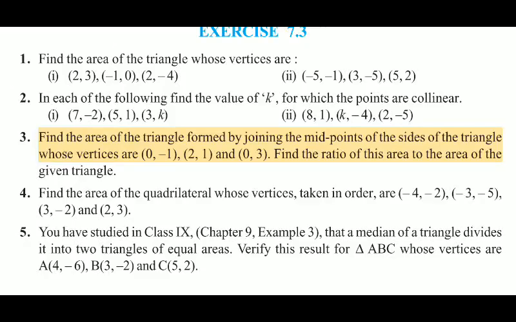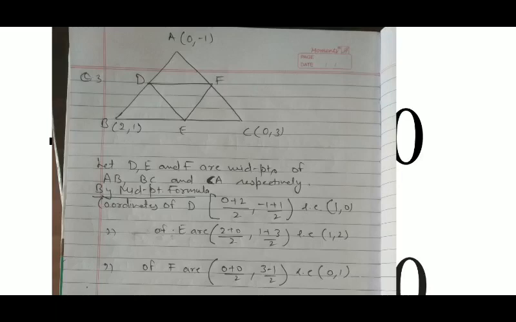See the third question. Find the area of the triangle formed by joining the midpoints of the sides of the triangle whose vertices are (0, -1), (2, 1) and (0, 3). Find the ratio of this area to the area of the given triangle. In the third question, ABC is a given triangle whose vertices are (0, -1), (2, 1) and (0, 3), and D is the midpoint of AB, E is the midpoint of BC, F is the midpoint of AC.